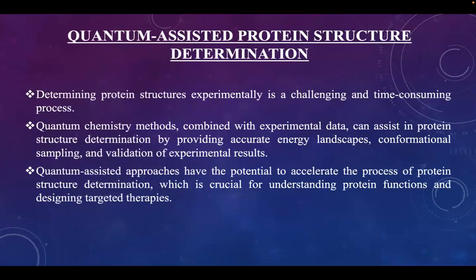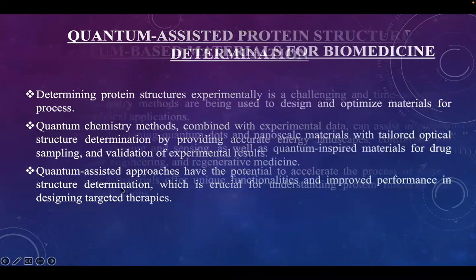Quantum-assisted protein structure determination. Determining protein structures experimentally is a challenging and time-consuming process. Quantum chemistry methods combined with experimental data can assist in protein structure determination by providing accurate energy landscapes, conformational sampling, and validation of experimental results. Quantum-assisted approaches have the potential to accelerate the process of protein structure determination, which is crucial for understanding protein functions and designing targeted therapies.